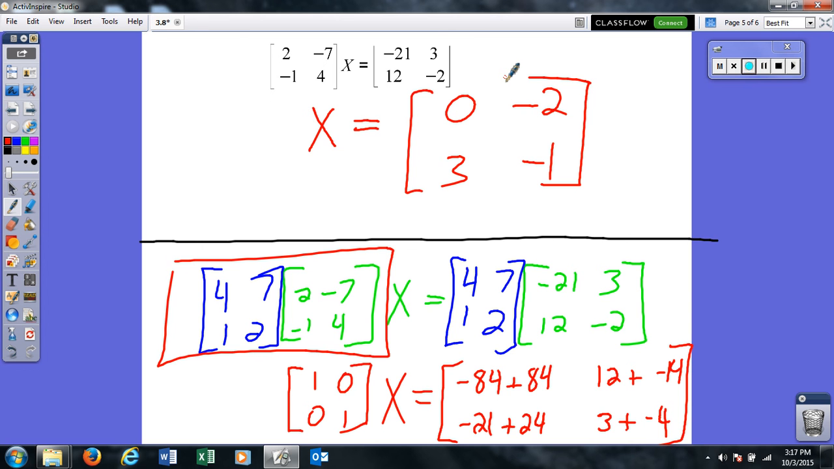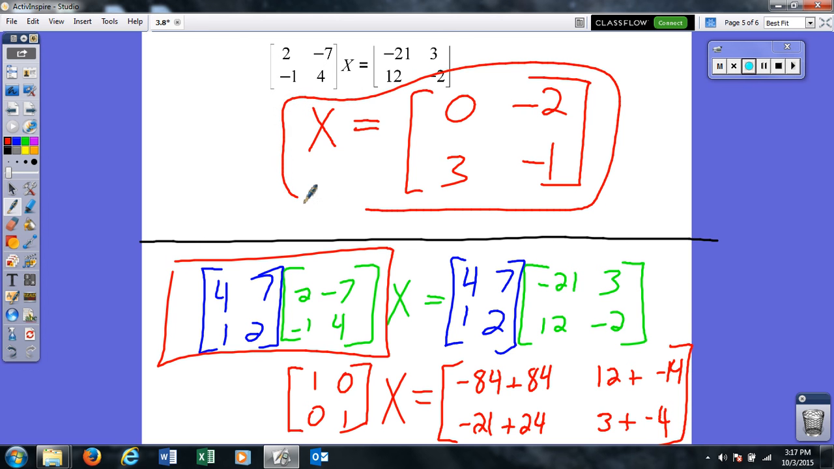So if you were to take this red matrix up top here and insert it into this equation for x, so if you were to multiply this matrix by the x that we found, you would get that matrix on the right side. If you would like to check that, you're welcome to check that.